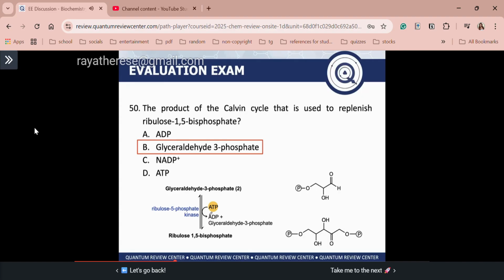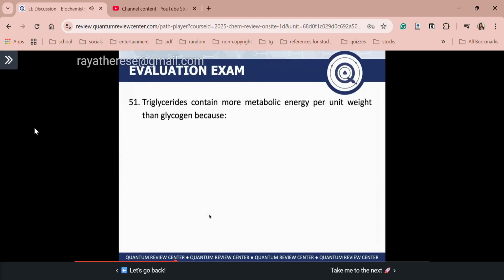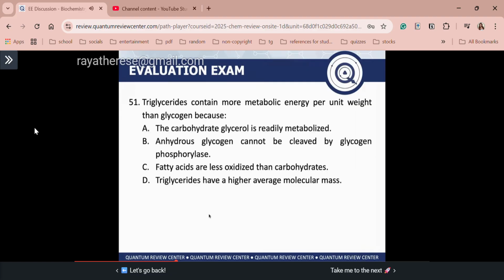Right? So let's proceed, class, to our next item. 51. Triglycerides contain more metabolic energy per unit weight than glycogen because, let's check. Letter A, the carbohydrate glycerol is readily metabolized. Is this correct, class? Actually, this is an incorrect statement. Glycerol is a backbone of your triglycerides, not a carbohydrate. So I hope that's clear. This is an incorrect answer.